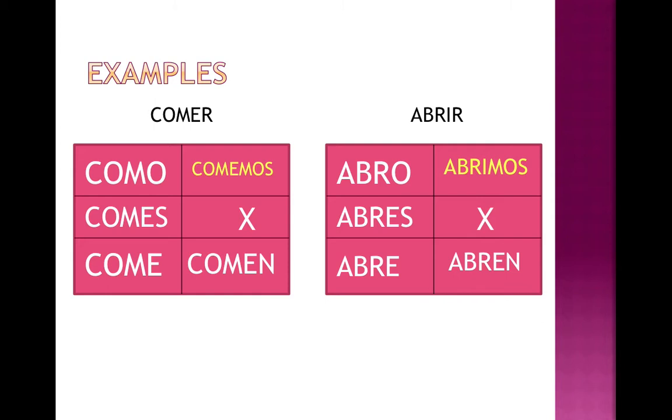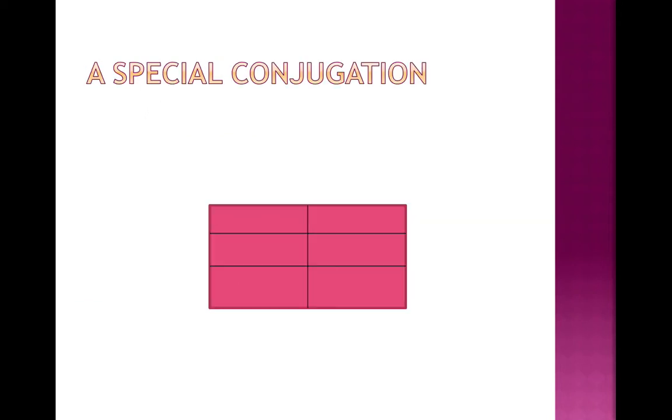Todos repitan. Como, comes, come, comemos, comen. Abro, abres, abre, abrimos, abren. Excelente. Okay. I'm going to show you some examples. I want you to work on these, and in about 5 minutes, we will go over them. I am going to walk around and peek over your shoulders to see how you do.